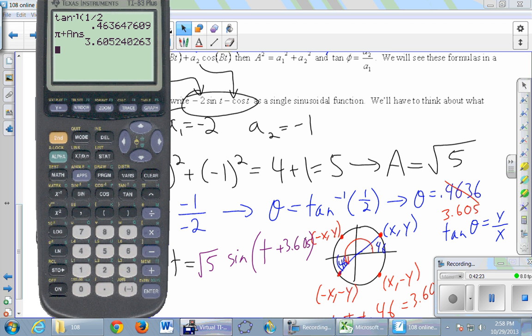Okay, so what we have here typed in is the original, -2 sine t minus cosine t. I'm going to come down here and type in the new function that we just found, square root of 5 times sine of x plus 3.605. I'm going to go back up and change this to make it thicker, because if we did it right, then this should just trace out that function that we drew before. Fingers crossed. Oh, good.